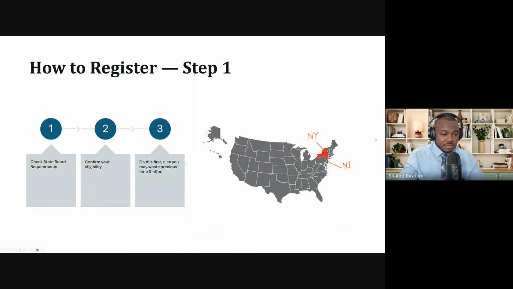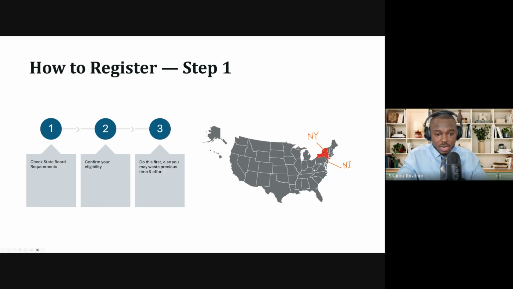Next, let's look at how to register for the exam. Before the first step, you need to check with the state. Checking with the state to ensure that you qualify to register for the exam is the first thing you have to do. So number one, you need to check the board requirements. If you live in New Jersey or New York or Illinois, each state is different, so you'd want to check the board requirements. If you confirm that you are eligible, then you can proceed to the next stage.